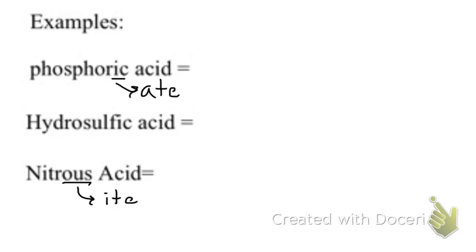So, phosphoric acid, because it ends in ic, it's really ate. So we write the phosphate polyatomic ion, which is PO4 3 minus. And because it's an acid, we know it's going to start with H.